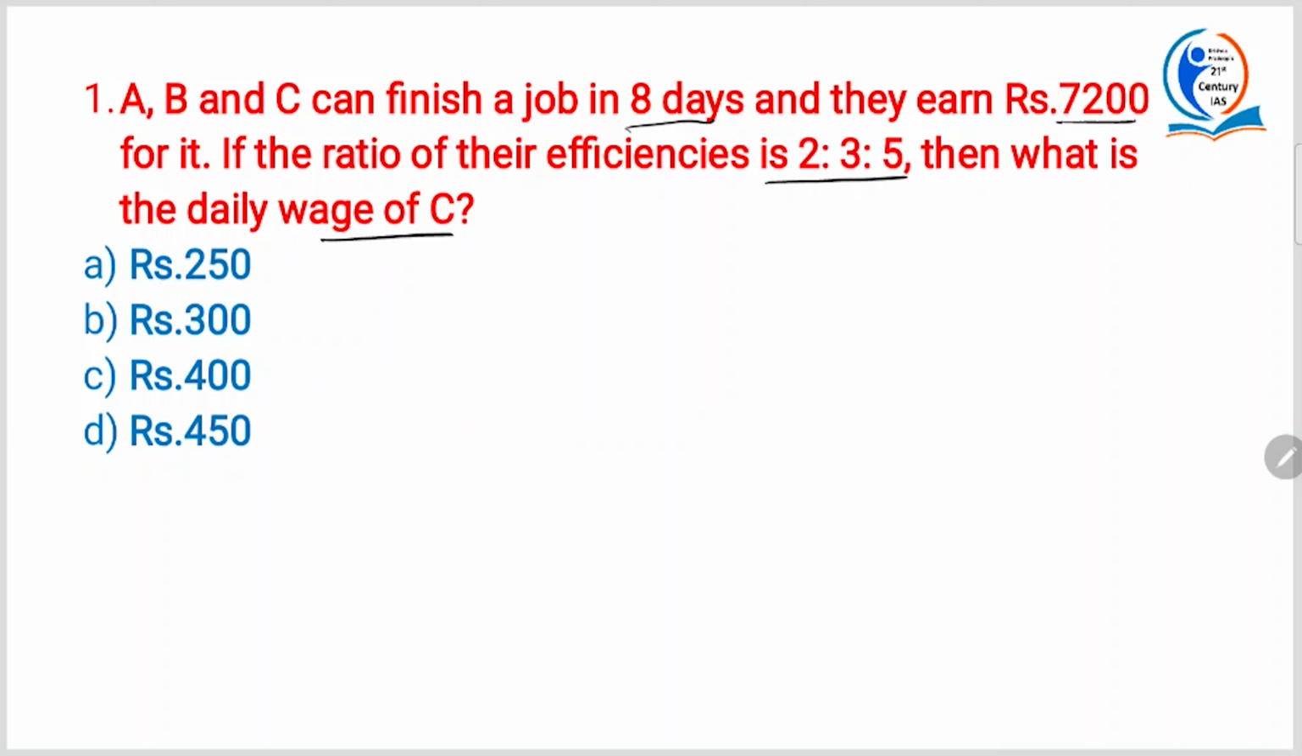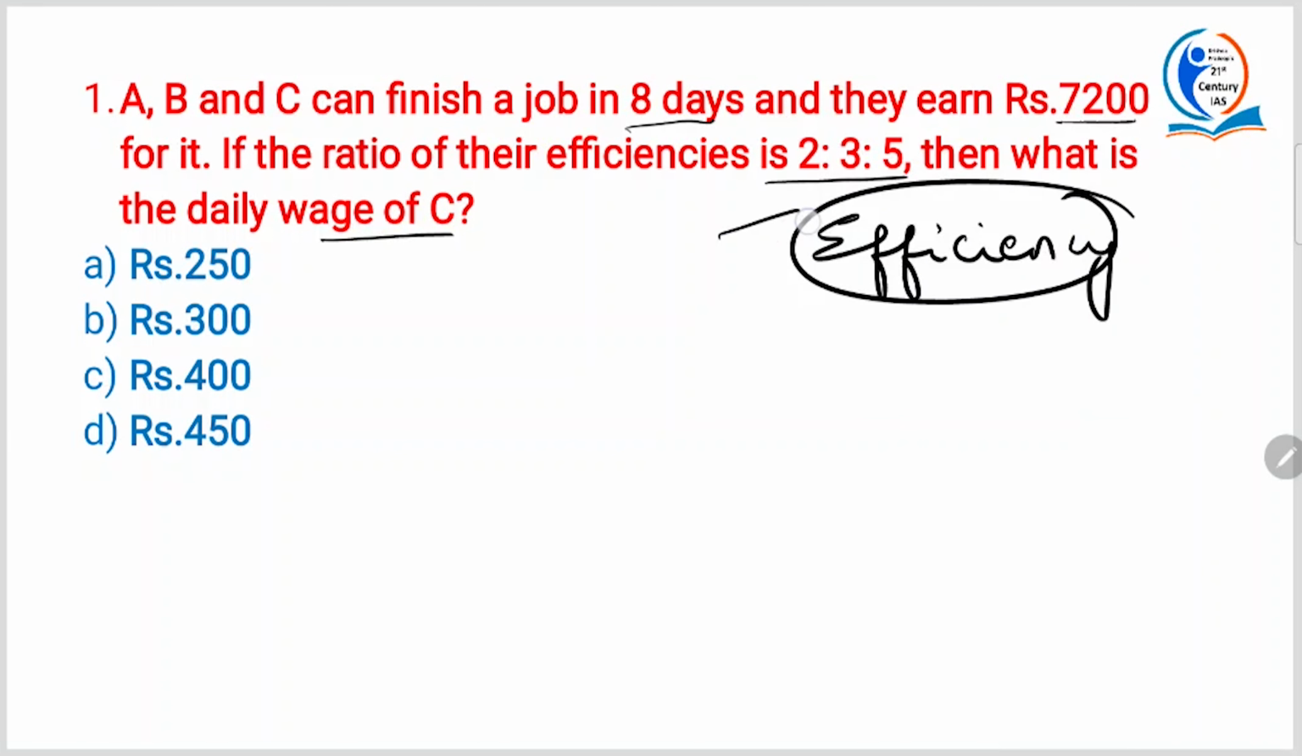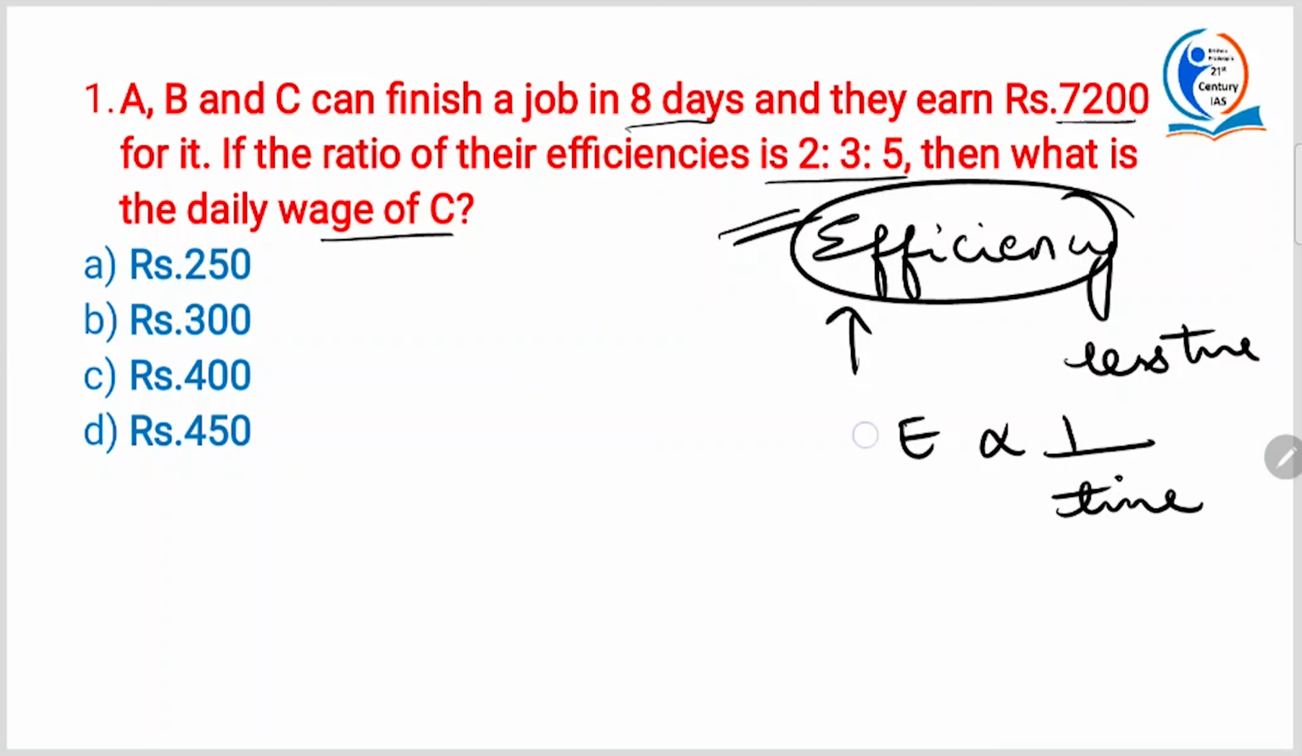Now here you have to understand one basic concept, that efficiency is the criteria in time and work. If you are more efficient, you will do that in less time, which means efficiency is inversely proportional to the time taken. And wages also will be shared according to their efficiencies. The more efficient you are, you'll be paid more, right? And if you're highly efficient, you will do the same amount of work in less time. That is what I've written here.